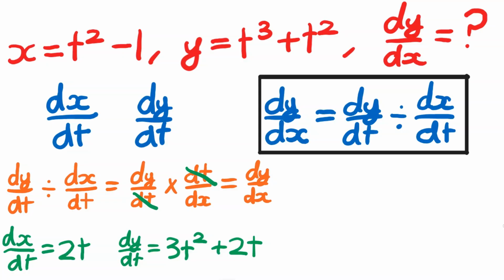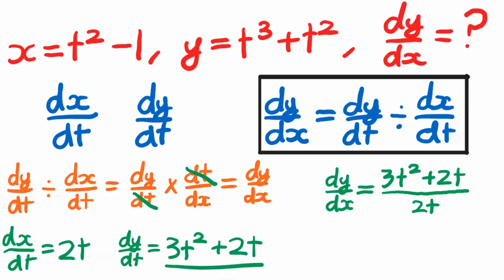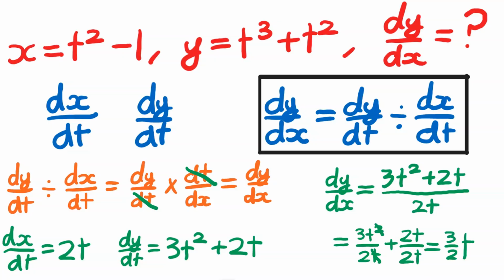And then dy over dx is going to be dy over dt divided by dx over dt. So it's going to be 3t squared plus 2t divided by 2t, like this here. When we have two terms in the numerator and one term in the denominator, we can split up the fraction like this here. So we have 3t squared over 2t, and this t will cancel out one of the t's up here and leave us with 3 over 2t. Then this 2t will cancel out with this 2t to just leave us with 1 here. So dy over dx is equal to 3 over 2t plus 1.